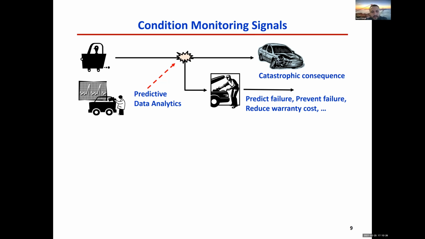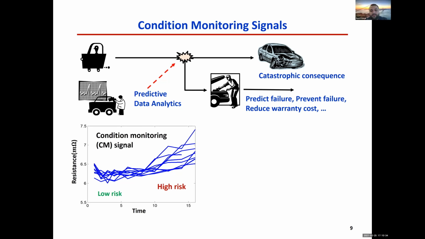Let's take a simple example. We're trying to do predictive analytics for cars on the road. We're collecting data from these cars. These data are in the form of condition monitoring signals. And our eventual goal is to use this data to predict, for example, an event, or to decide on maintenance, or to predict some catastrophic consequence. So this data is often referred to as condition monitoring signals.